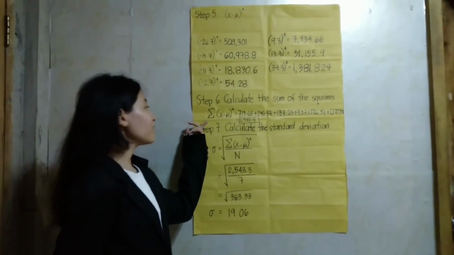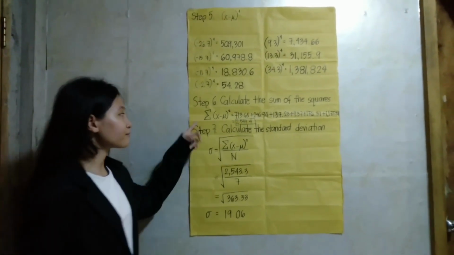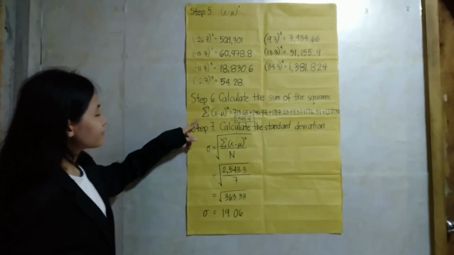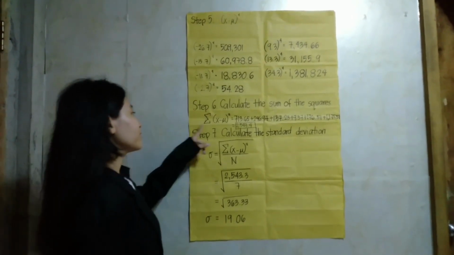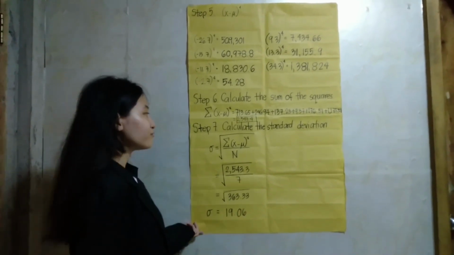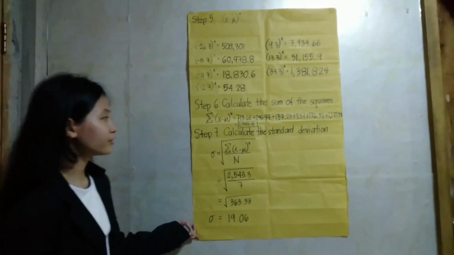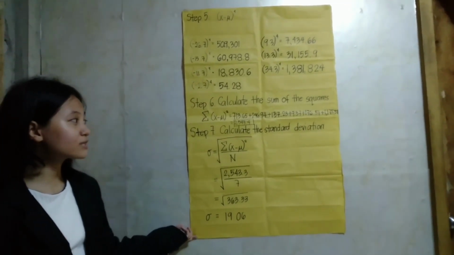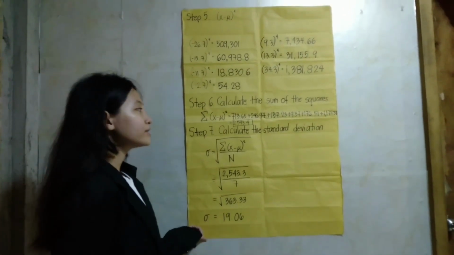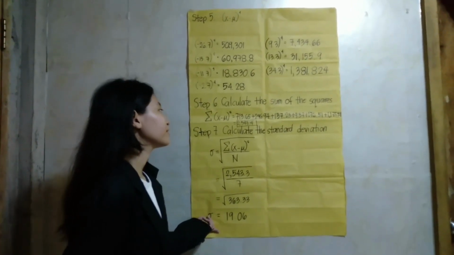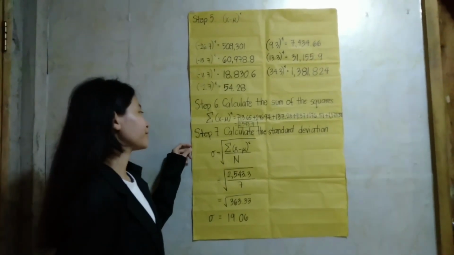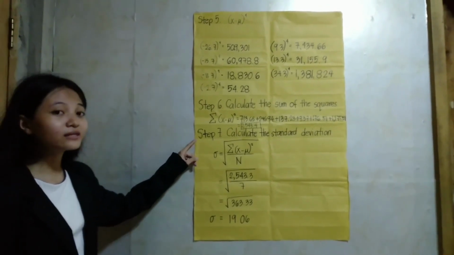Step 6. Calculate the sum of the squares. So in step 6, you have to add all the results from step 3. So the formula is summation of (x minus mean) squared equals 713.65 plus 246.94 plus 137.23 plus 7.37 plus 176.51 plus 1,175.51 is equal to 2,543.4.